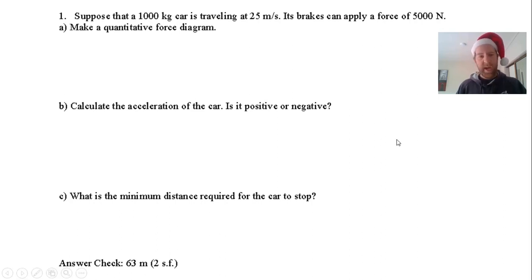Through these problems on page 8. So suppose, let's pretend our car is moving along like that at 25 meters a second, and the brakes can apply a force of 5,000 newtons. Right, so if it's moving that way, and I want to draw my force diagram, here's my system, must be on the ground.